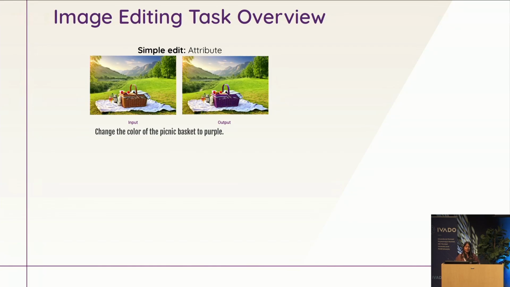Okay. So I'm going to show you some examples of different kinds of image editing tasks. So here is what we call a simple edit. Broadly speaking, we are going to classify the types of edits into two categories, simple and complex. So here it's an attribute edit where the request is to change the color of the picnic basket. And here, the expectation is that the model will only make the change that is requested and not make any other changes, right? So for example, it cannot change the background, it cannot change the sheet which is under the basket. It only has to change the color of the basket and nothing else.